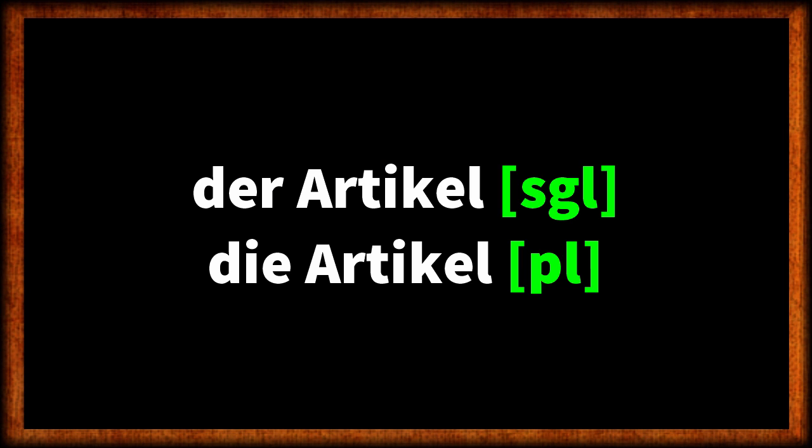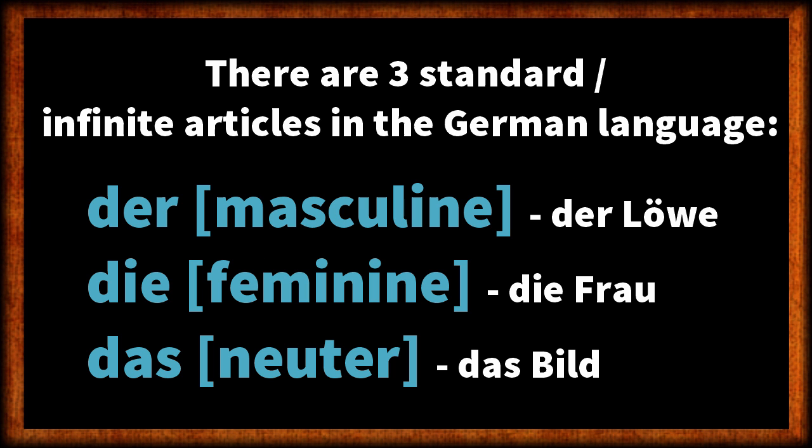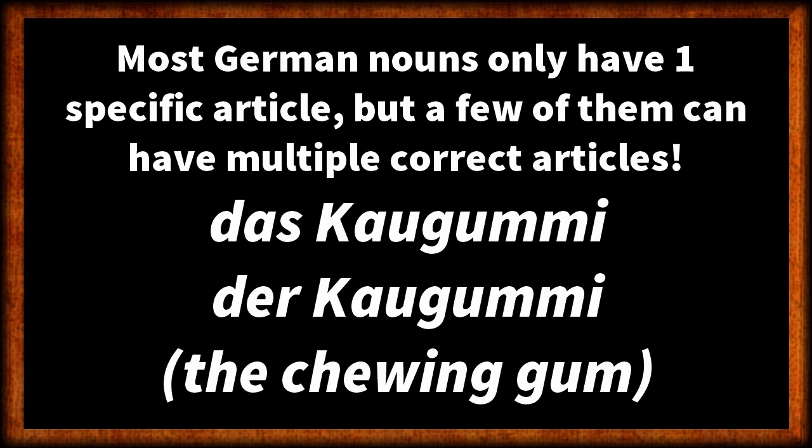Today I want to talk about des, dem and den, what they mean and how to use them. Here are some important basics first. Every German noun has its own specific article. In German that would be der Artikel, singular, die Artikel, plural. Der is the masculine article. Der Löwe, the lion. Die is the feminine article. Die Frau, the woman. And das is the neuter article. Das Bild, the picture.